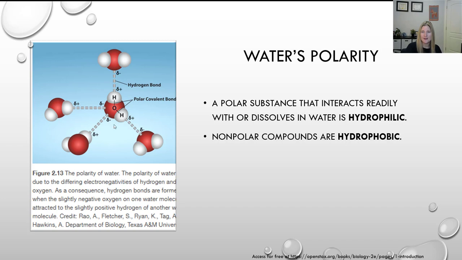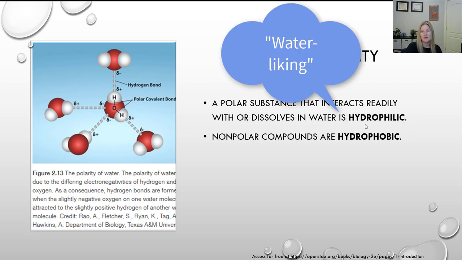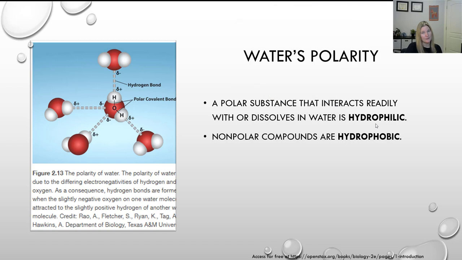And because of this polarity, water and other substances that form polar covalent bonds tend to be more hydrophilic. If we have a partially negative, partially positive end of a polar molecule, it tends to want to interact with water. So hydro means water, philic means liking or loving. Molecules that have polar covalent bonds tend to be hydrophilic.